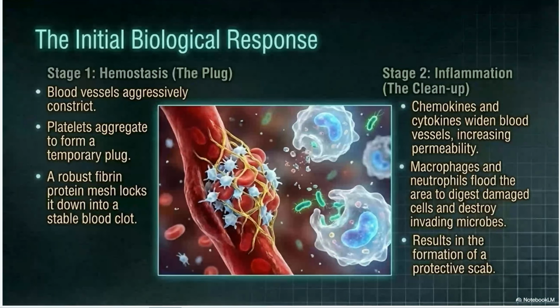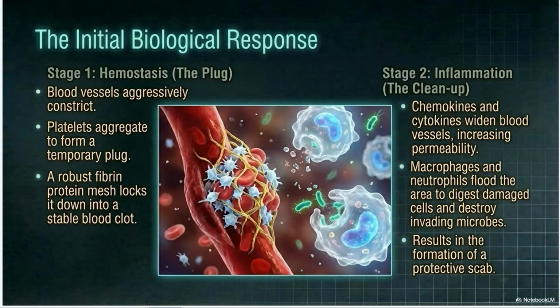The initial biological response. This slide explains the first phase of wound healing, which begins immediately after tissue injury. The body responds rapidly to control bleeding and protect the wound from infection. The first stage is known as hemostasis, which involves stopping blood loss. Blood vessels constrict and platelets gather at the injury site to form a temporary plug. A protein network called fibrin stabilizes this plug and forms a clot. This clot acts as a protective barrier and a framework for future tissue repair.